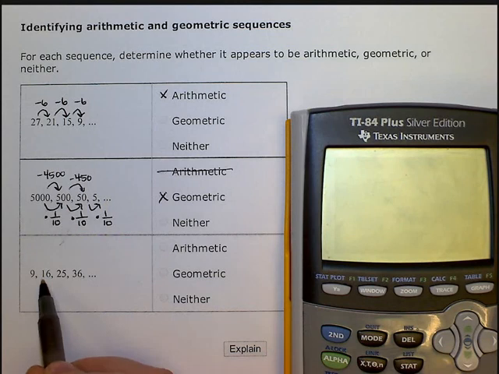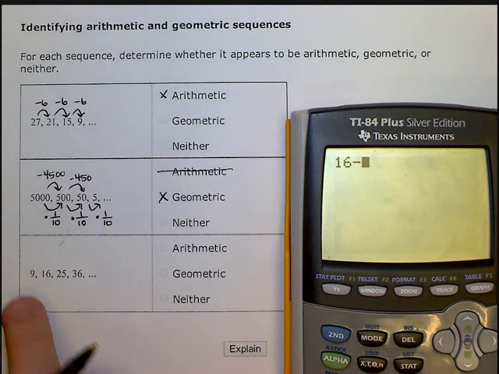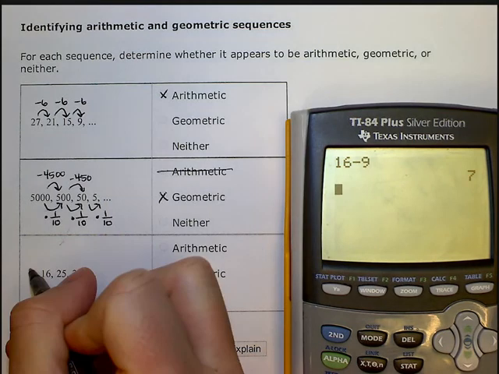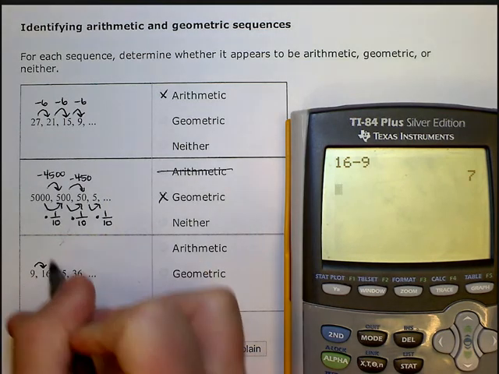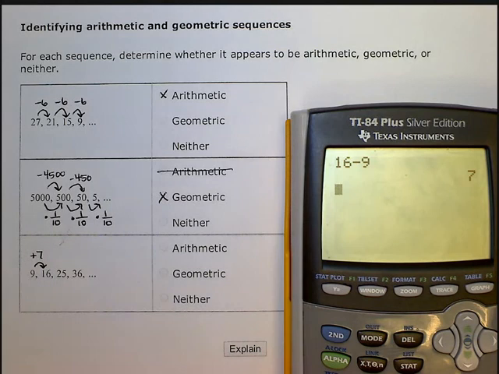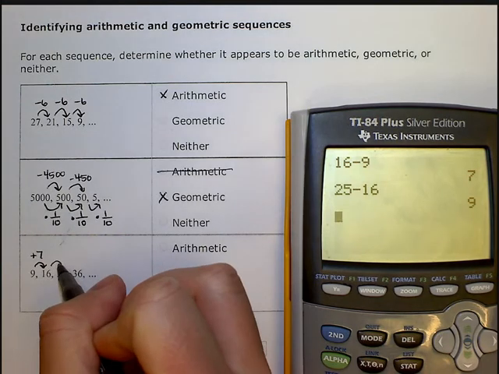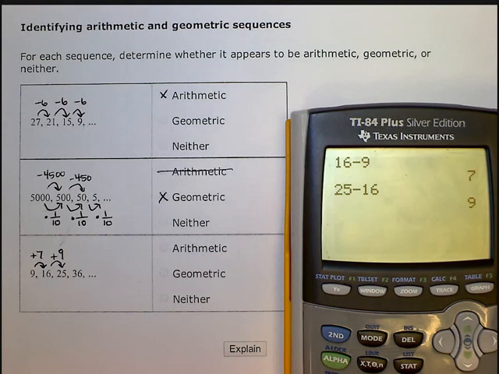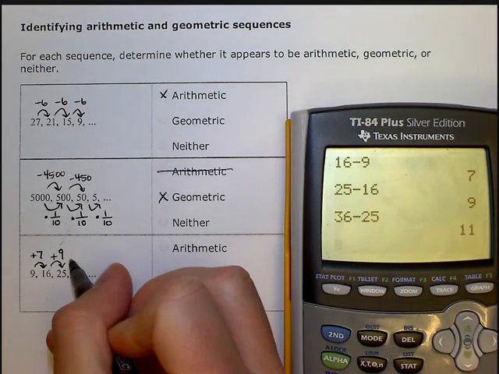So I'm going to take my second term, 16, and subtract my first term to find the difference. That's 7. So in order to get from 9 to 16, that's adding 7. So now I check how to get from 16 to 25. I do 25 minus 16, and that's 9. So to get from 16 to 25, I have to add 9. And one last time, 36 minus 25 is 11.